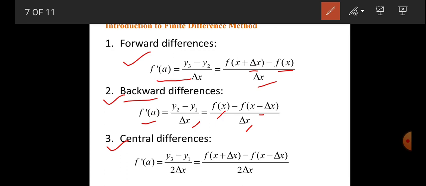Now central difference means y3 minus y1 divided by 2 del x. Now put the value of y3, we know that y3 means x plus del x, and y1 means x minus del x. So by putting the values, divided by 2 del x. So these are the different methods, which depend upon which point we are choosing, forward point, backward point, or both points. We are going to solve the problem by the central difference method.